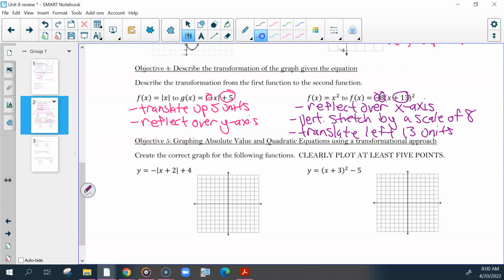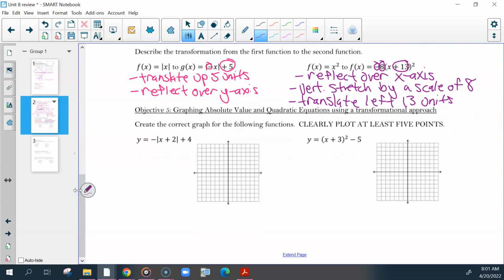Then the last objective, which we've been practicing for a couple days now, is graphing absolute value and graphing quadratics. Remember, you can have your calculator for this. Use it to check yourself. I really just need to see your vertex and your graph. How you get that graph is up to you.